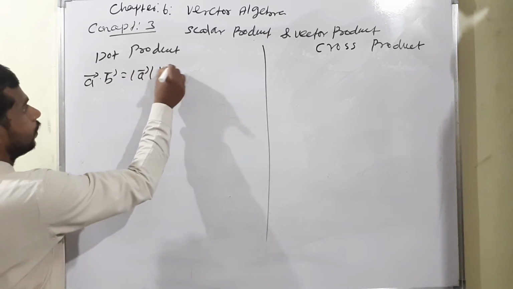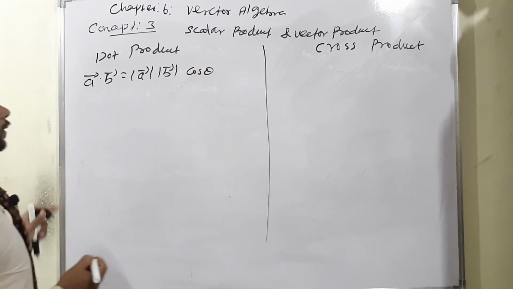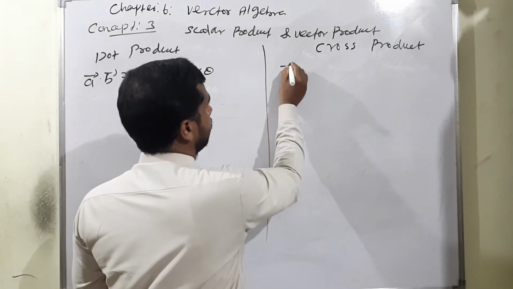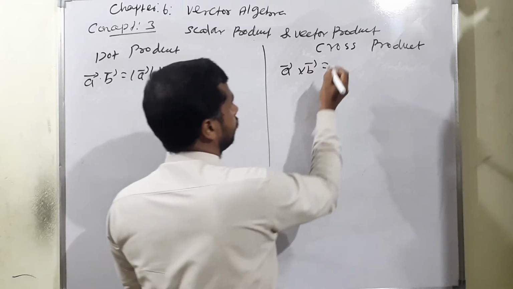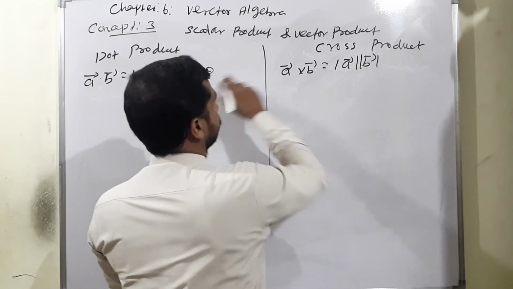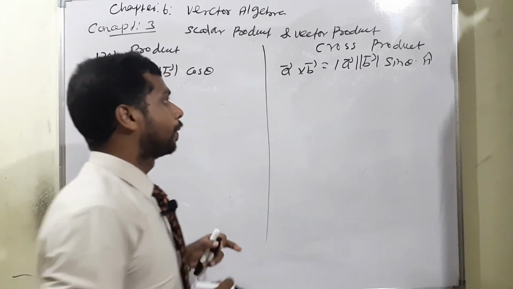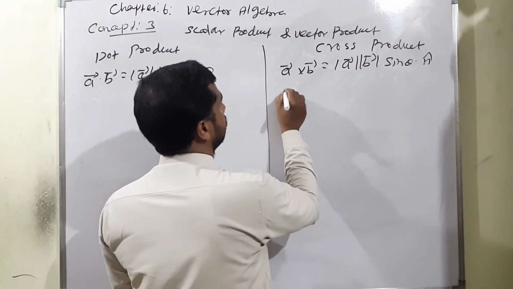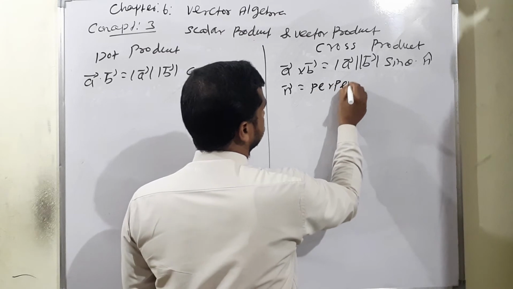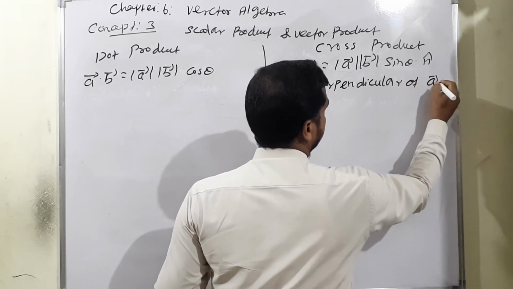So the dot product, you already know, a vector dot b vector is equal to modulus of a vector into modulus of b vector into cos theta, isn't it? Now, what is the meaning of cross? Instead of dot, we can write cross. A vector cross b vector is equal to modulus of a vector into modulus of b vector into, instead of cos theta, sin theta into n cap. What is the meaning of n cap? n cap means perpendicular of a vector and b vector.